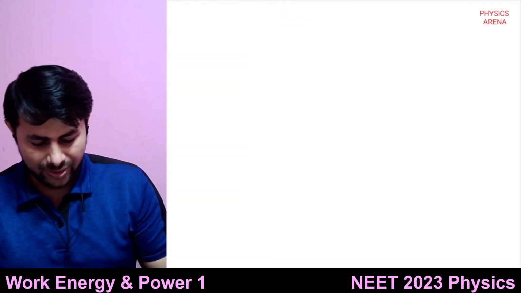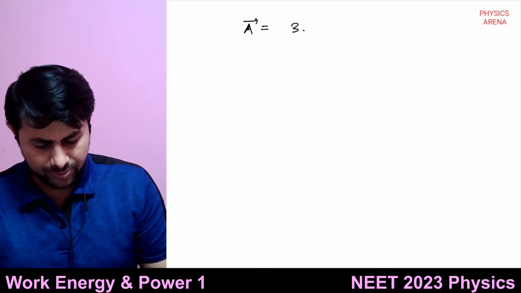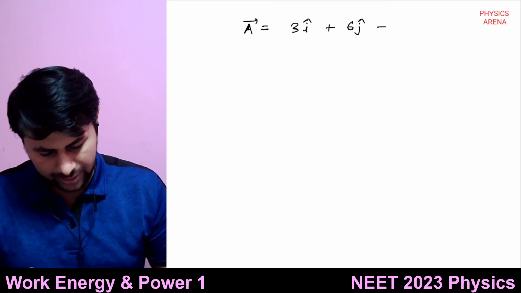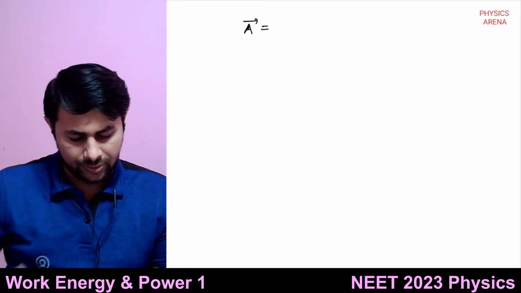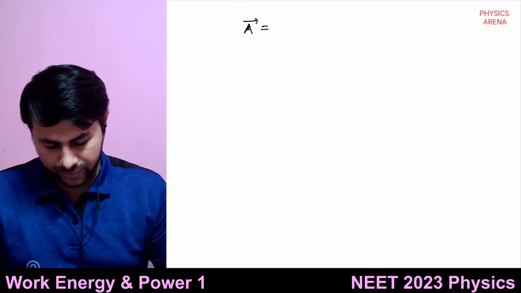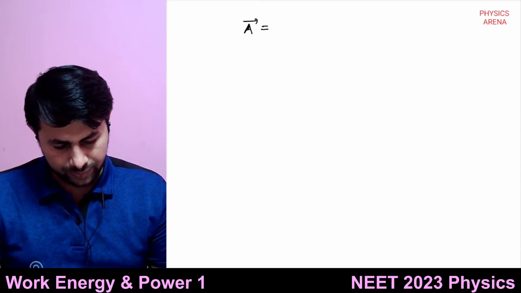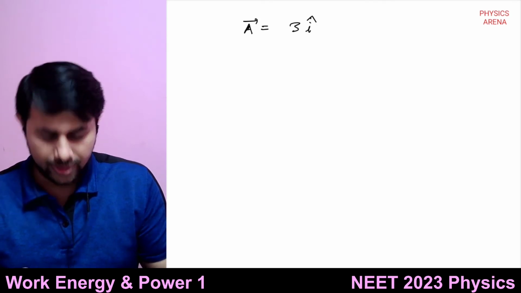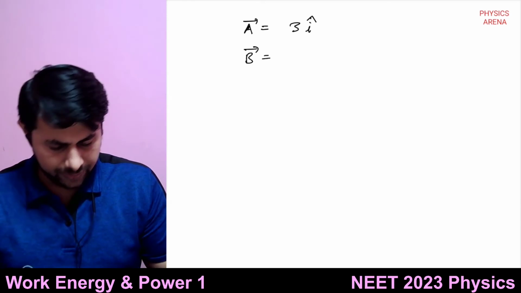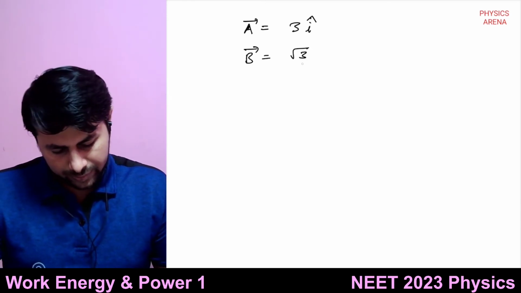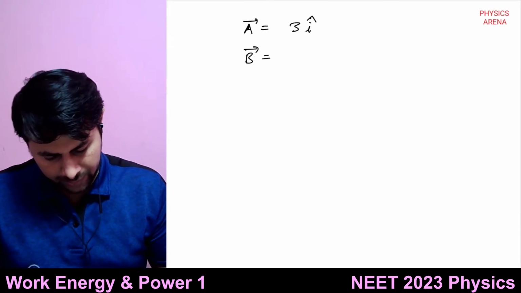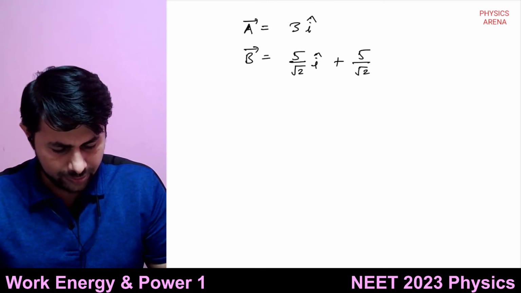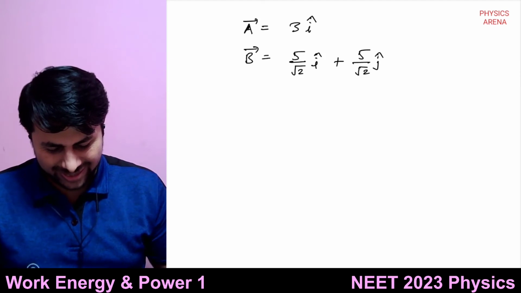Let's suppose we have vectors a bar equal to 3i plus 6j. Actually, I will have to pick vectors whose cos of angle we know. Yeah, we can do that. So let's suppose a bar is equal to 3 i cap, and b bar is equal to 5 by root 2 i cap plus 5 by root 2 j cap. Right, so a bar is this and b bar is this.